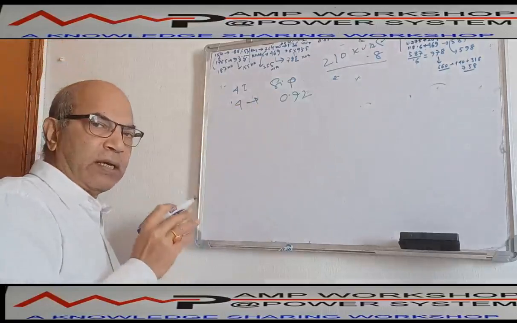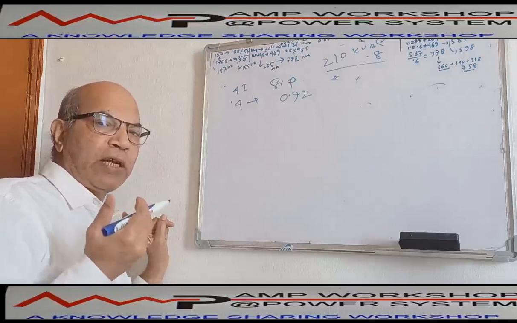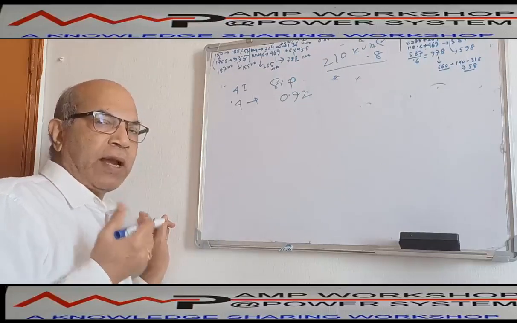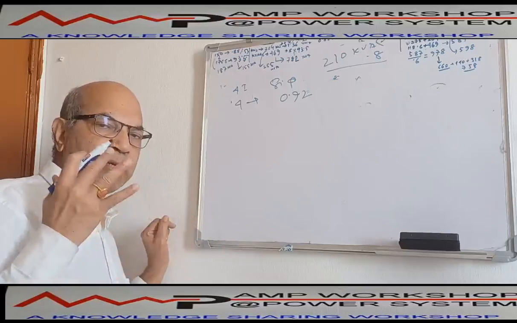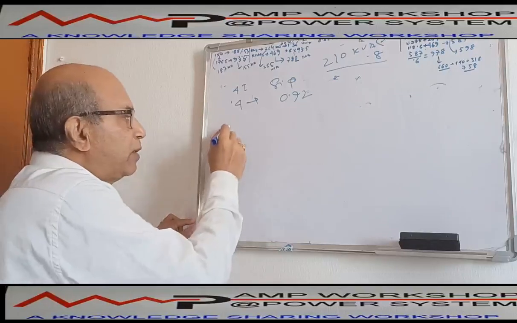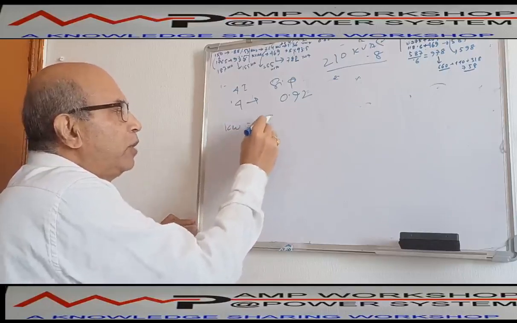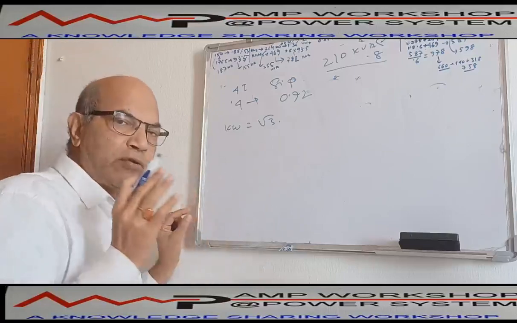So in that case, how do we calculate? We have to calculate during the starting of the motor how much kilowatt it is drawing from the system and how much kVAR it is drawing from the system. That amount of kilowatt and kVAR is to be catered for by the generator. So how much is the starting kilowatt? That equals, we know, root 3 into voltage into current into cos phi. Now here, what will the voltage be?